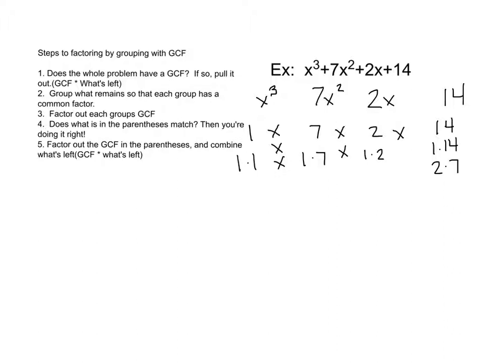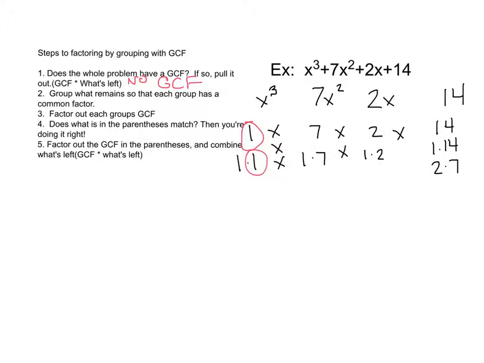So let's sort of look at, is there an overall factor for the whole problem? You'll notice that numerically the biggest factor is a 1, and there is not a common variable factor because the 14 doesn't have an x term. So for this problem, there is no GCF.